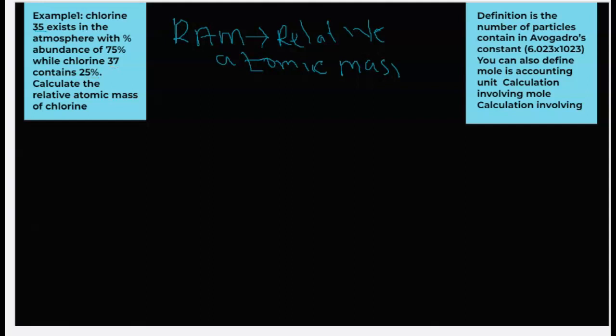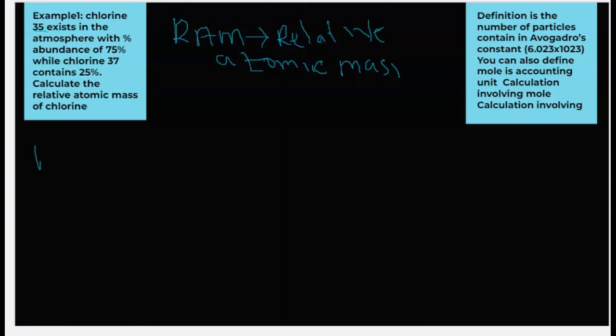So we are told to calculate the relative atomic mass. For you to calculate the relative atomic mass, this is the formula that you use. You multiply the individual mass with its individual percentage, then you sum up, then you divide by 100. That's the general formula.